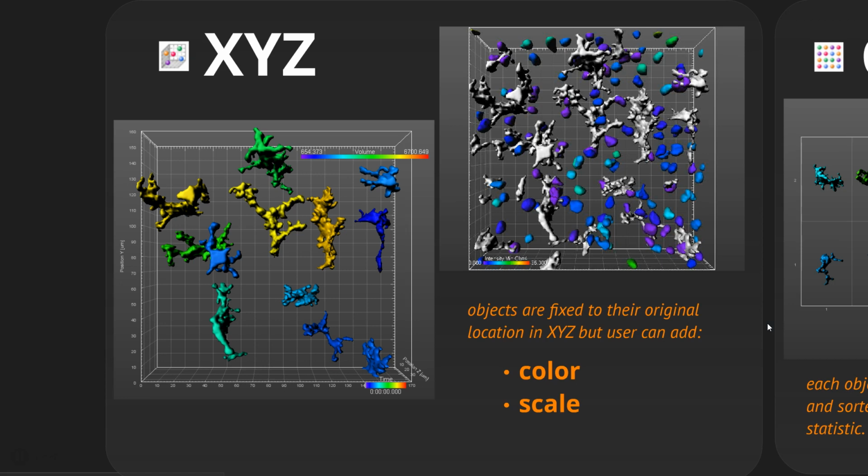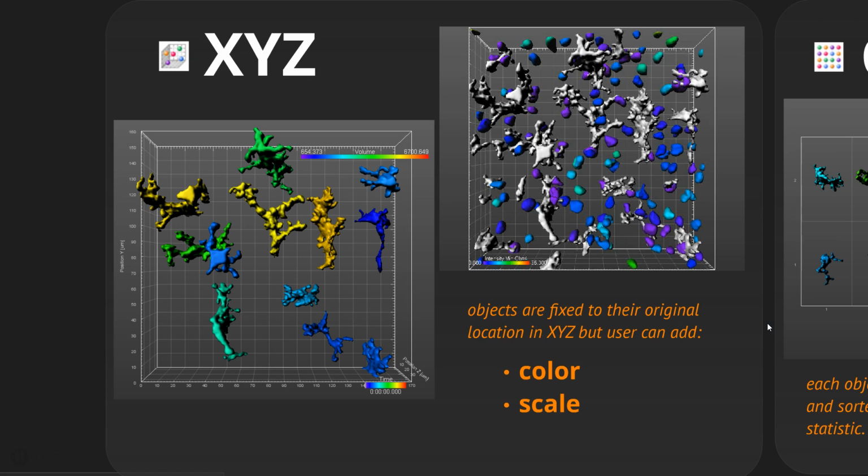So in this case we have volume. Smaller structures will be cooler, bigger structures will be warmer. And then we also have the option of adjusting their scale based on those statistics too. Not super interesting for dendritic cells, but really helpful for this one up here.